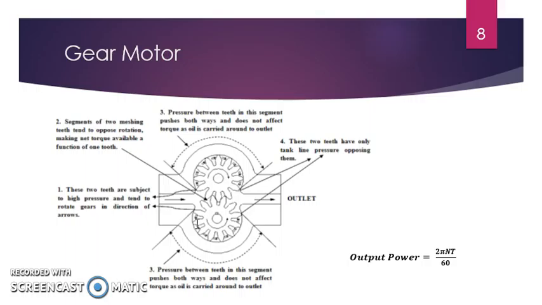Now we will see the construction and working of gear motors. A gear motor develops torque due to hydraulic pressure acting against the area of one tooth. There are two teeth trying to move the rotor in the proper direction, while one tooth at the center mesh tries to move in the opposite direction.